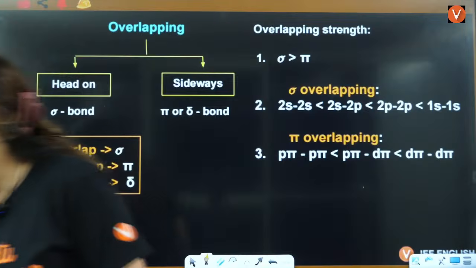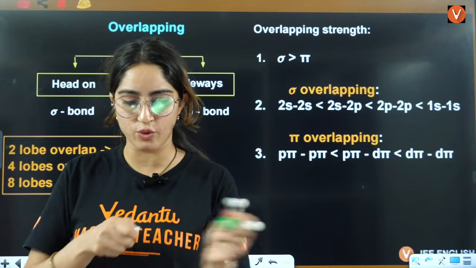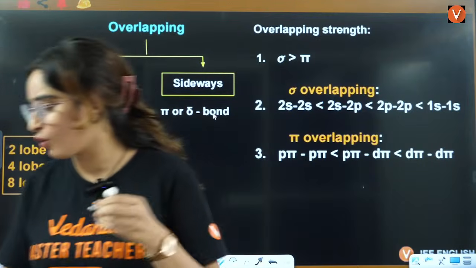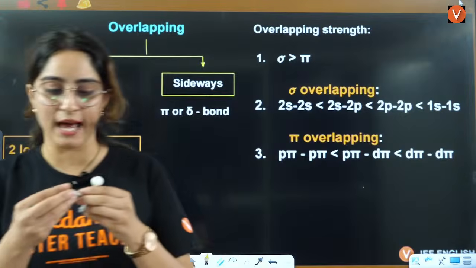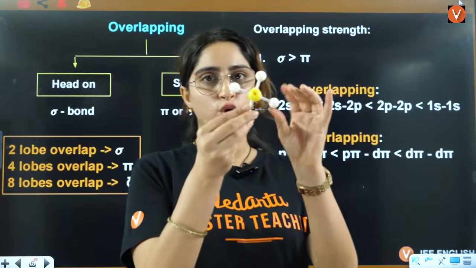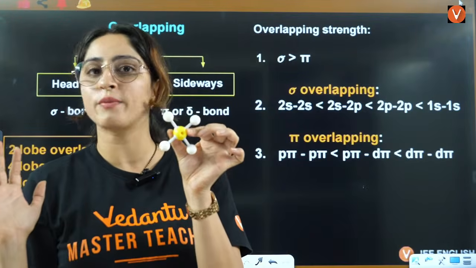Like you have, for example, I'm just showing you like this. For example, these are the 4 lobes, okay? If I say these are the 4 lobes, similar, this is d block, this is d orbital.